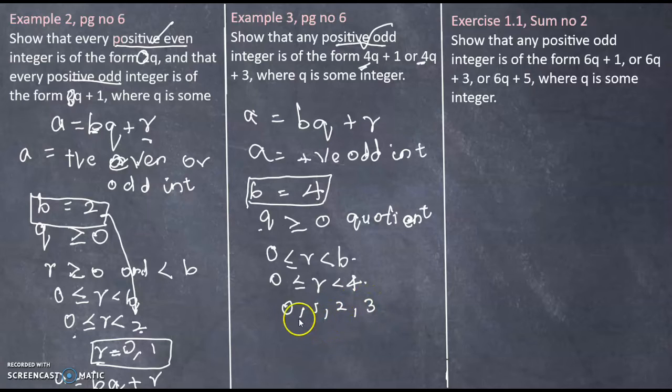Now substitute all the values. First we have to substitute r as 0. So r equals 0, r equals 1, r equals 2, and r equals 3. We have to substitute all of these.